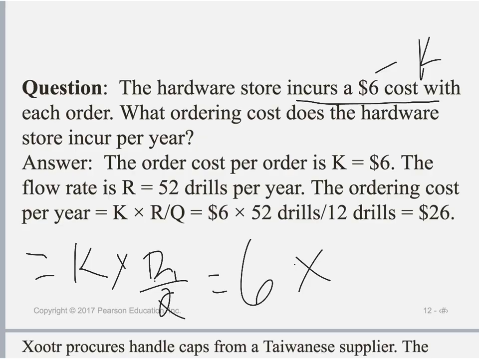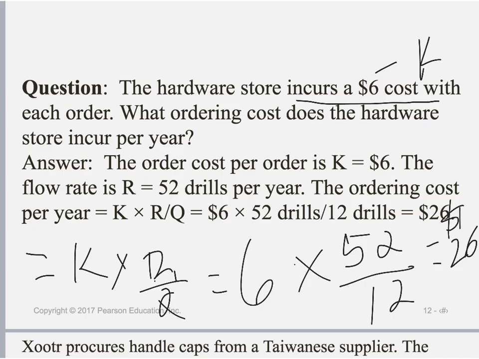We know that our demand is 52. If we sell one drill every week, it's 1 times 52, so it's 52 drills per year. And every time we place an order, Q is 12. So once again, our order cost is K, the order cost per order, $6, times our annual demand of 52 drills divided by the order quantity of 12, and that gives us $26. So that's our ordering cost for the entire year.